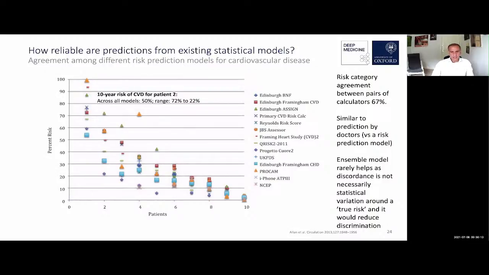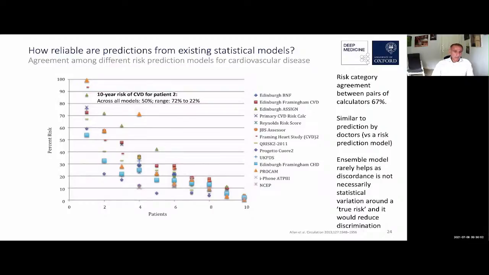And as this figure shows, particularly for people at high risk, the range of risk seen among some individuals is very high. For instance, for patient 2 here, across all models, the predicted range was anything from 22% to 72%. And overall, the agreement between the two models was only about 67%, which is pretty much as good as comparing a statistical model with a rough risk estimation by a doctor without using a risk model.